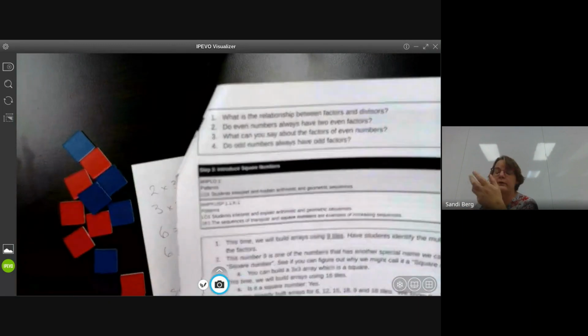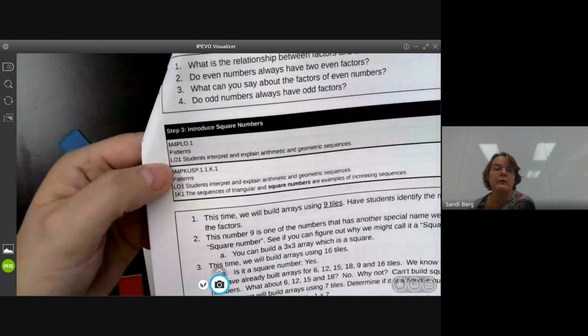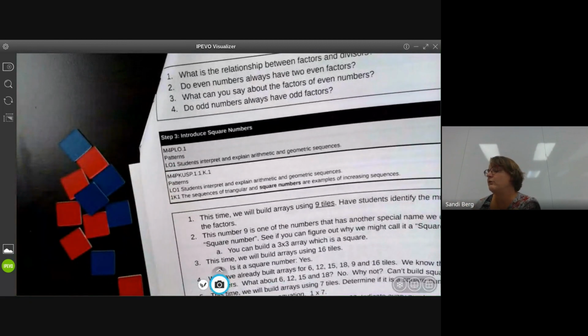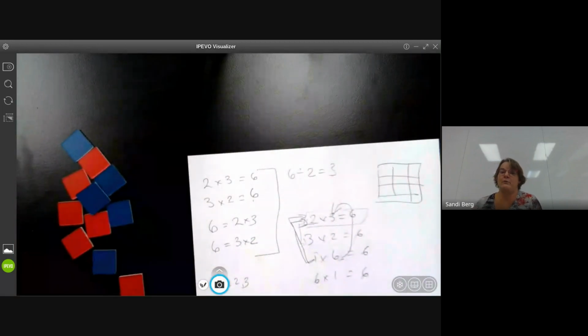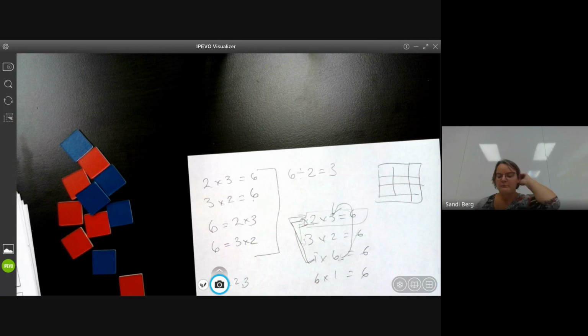So again, this might happen in another week or so, but I'm going to introduce square numbers, which is literally just saying basically, let's build 9 tiles. What do you notice about 9 tiles? Well, 9 tiles, we can actually build a square with them, which we couldn't do with any of the other numbers. Well, and then it's literally a square number is just when you can build a square using those tiles, it's a square number, which is really interesting. And what are the dimensions of the square number? Well, 9 is 3 and 3. Well, what about 4? 4 is 2 and 2. And then they can start playing with square numbers.